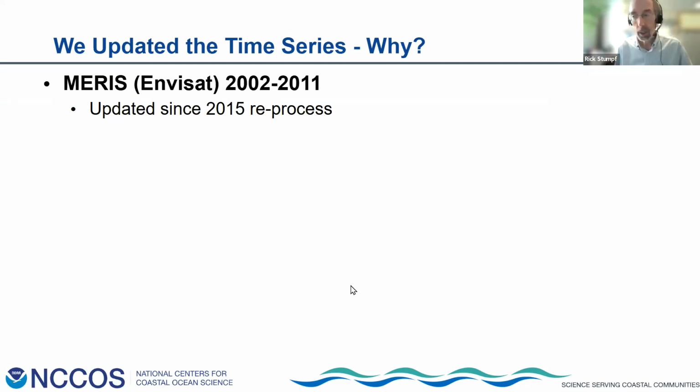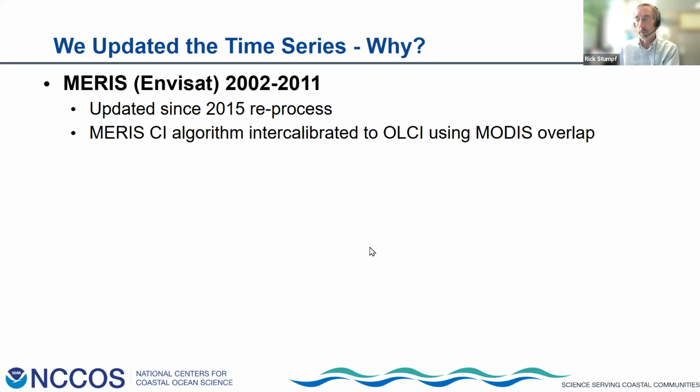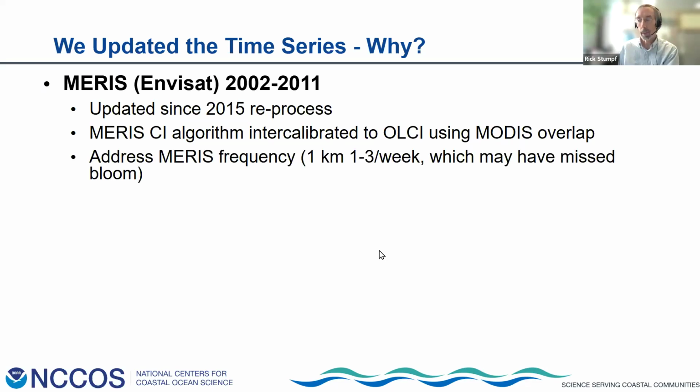Calibrations changed. Some other corrections were made, and so overall the Maris data was added and improved. We also drew on the overlap with MODIS to intercalibrate the Maris to Olchi to make sure that the product, our CI algorithm, the one I described earlier, would match between them. And also, we need to try to adjust the frequency of Maris. If you're at 1 to 3 a week, you might miss a bloom.